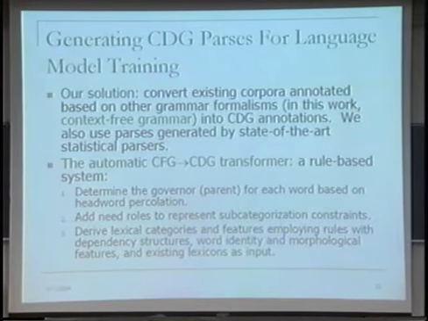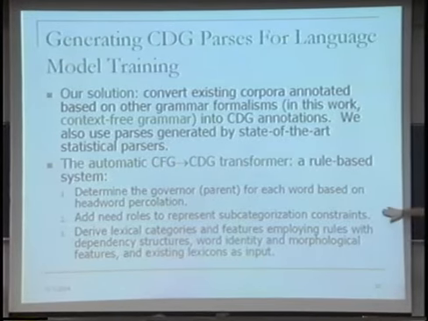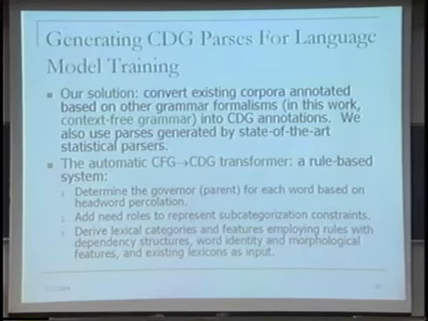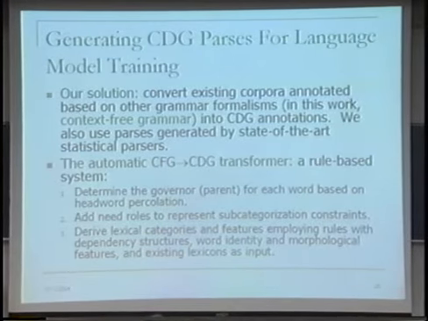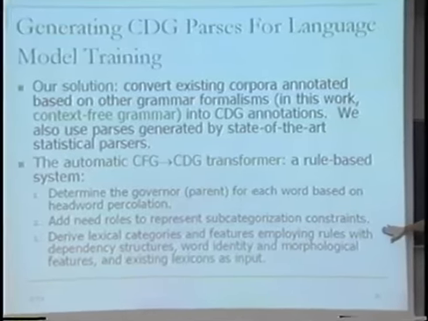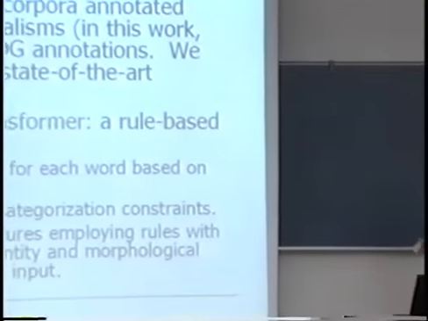It has been attributed to others as well, but we use this and we can identify the linkages between a word and its governor. And then we add need roles to represent the subcategorization constraints. We actually don't put that in as a feature. We allow the roles to learn about subcategorization. And then we derive lexical categories and features using rules.